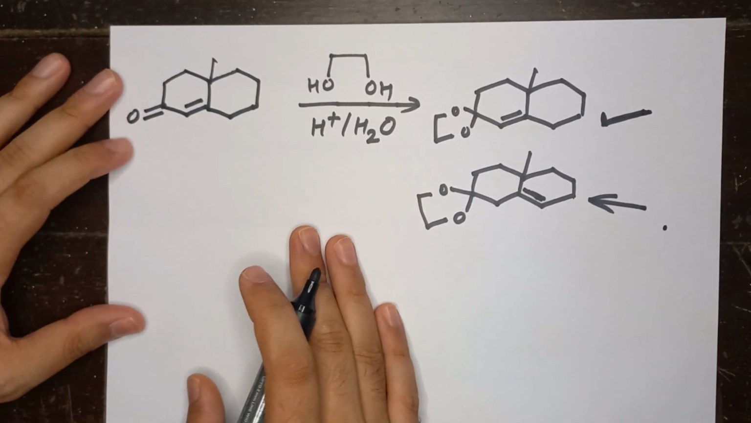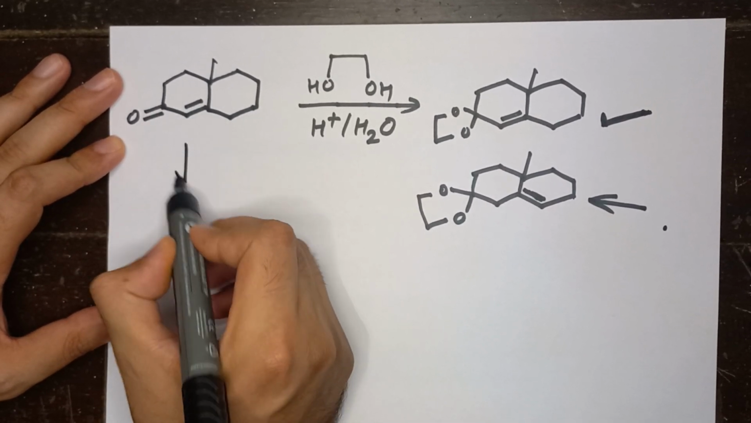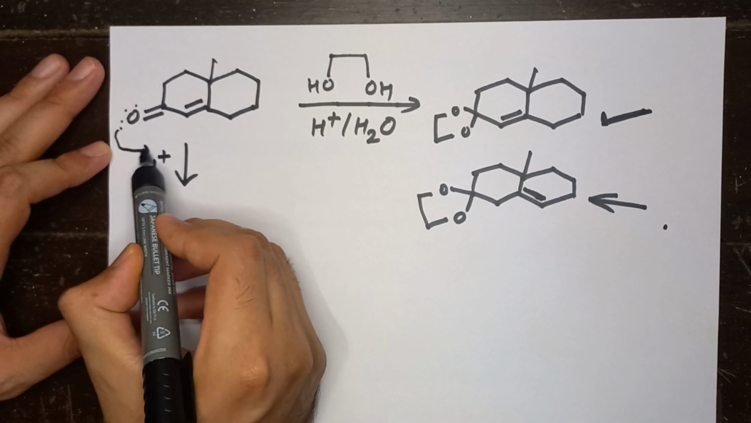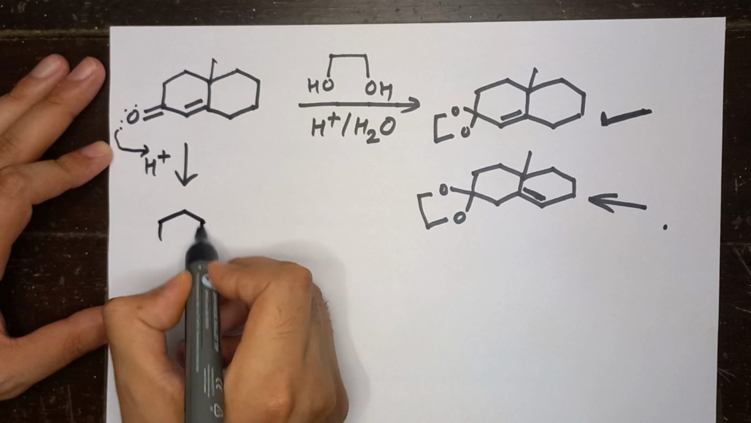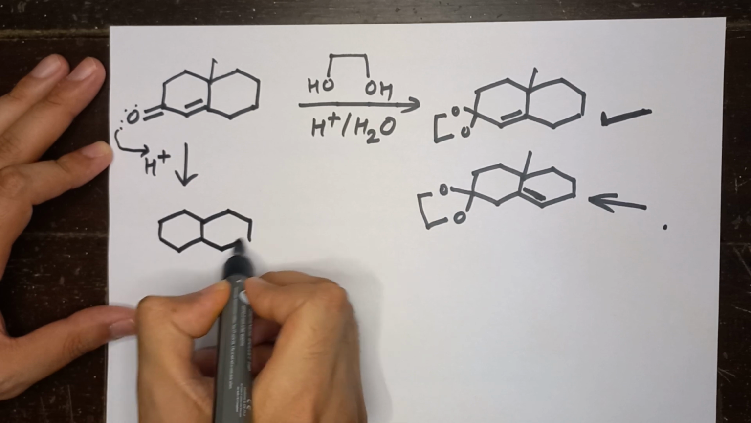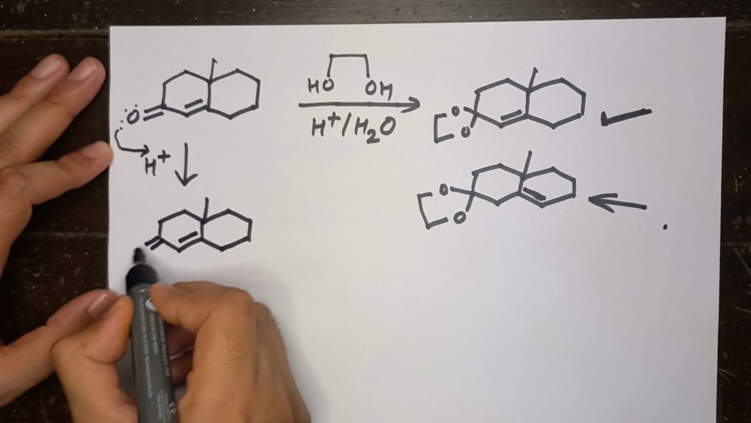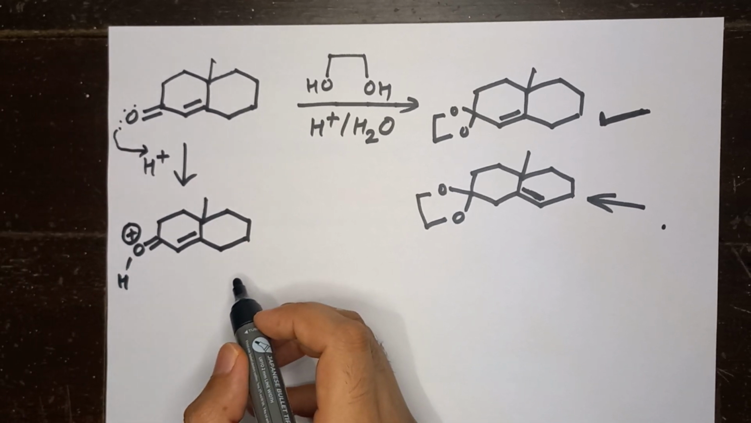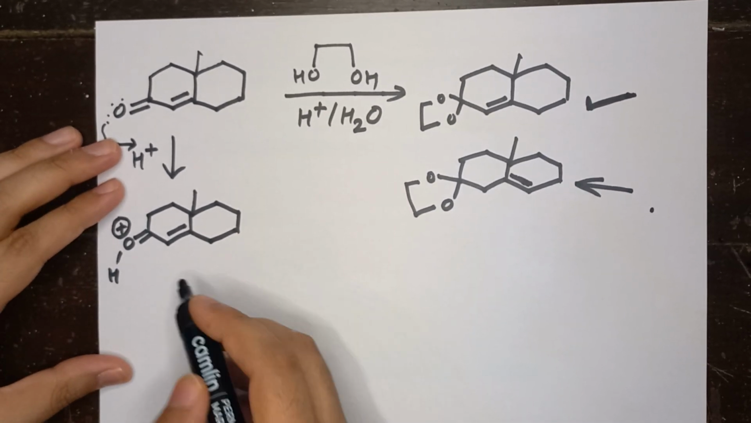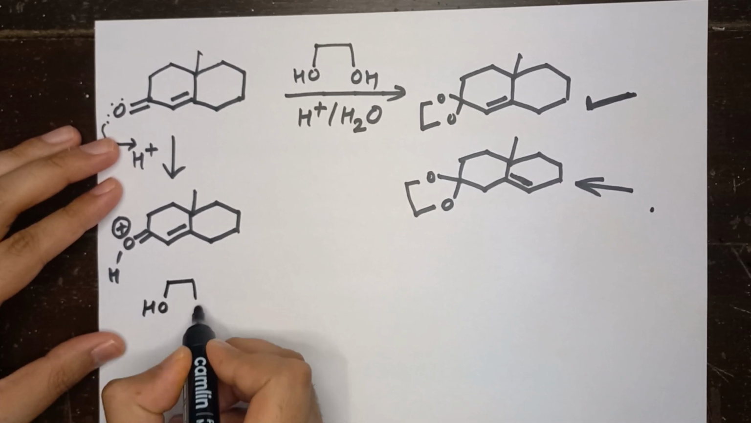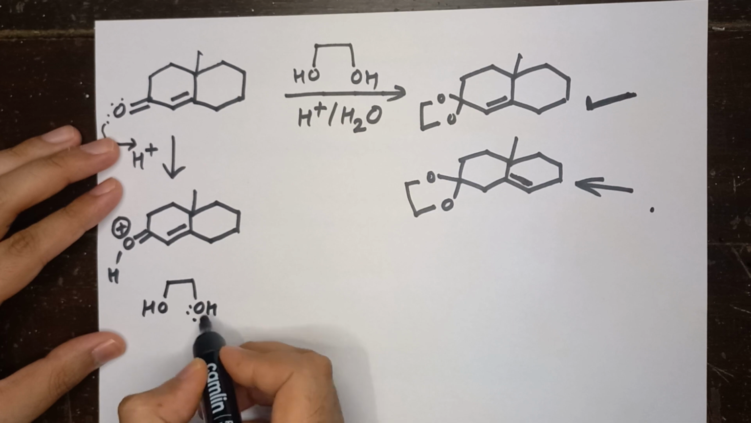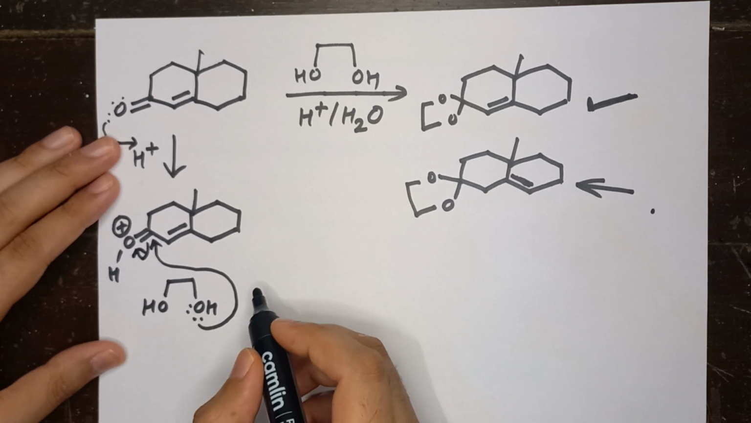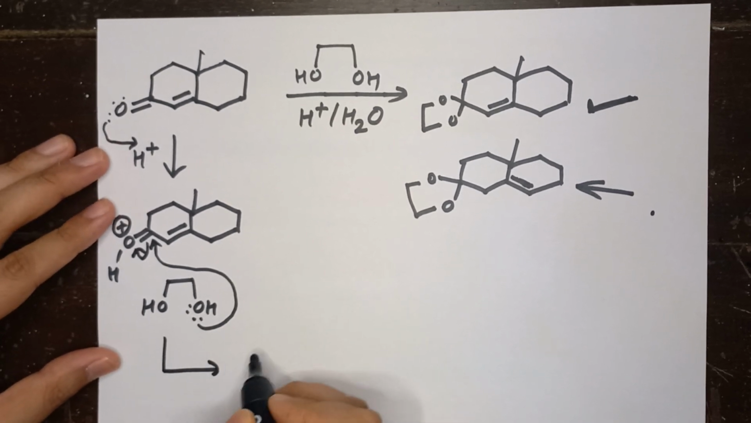Okay, so let's see the mechanism. So this is my starting material. We have an acidic media, right? So this oxygen lone pair will take away this proton. So now we have an activated carbonyl system. Okay, now at the next step, the diol will come into picture. So this is my diol. So this oxygen lone pair will attack at this carbonyl system, will open up this C double bond O bond, and we will have something like this.